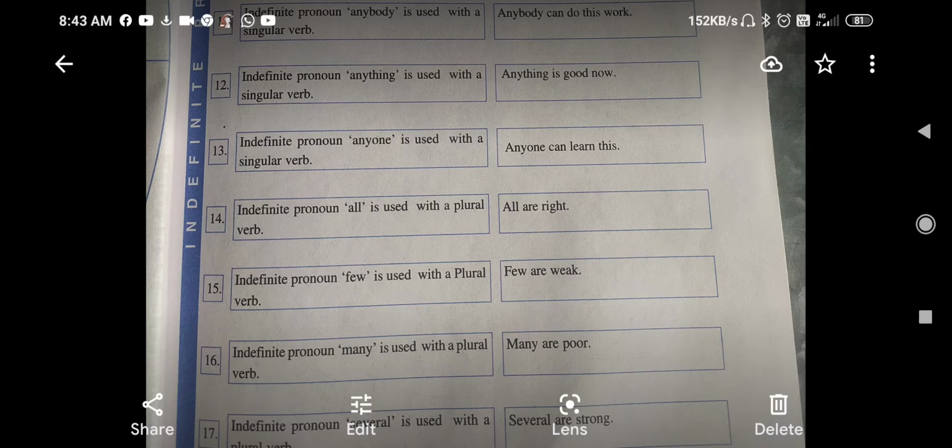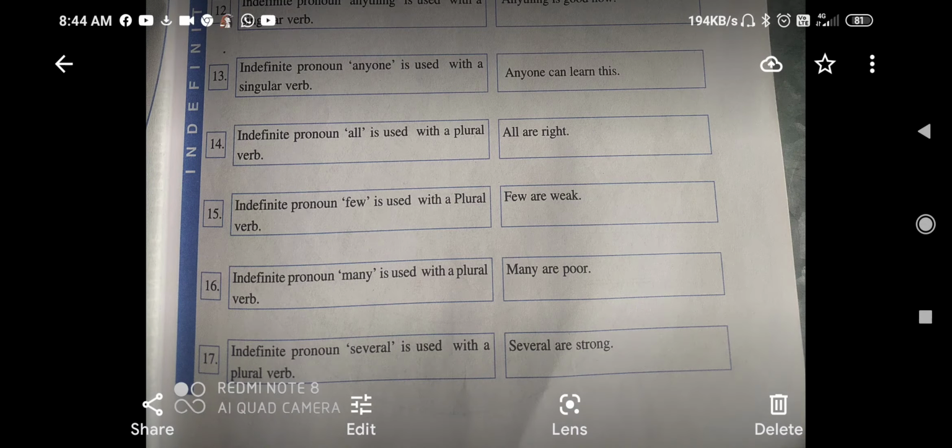Indefinite pronoun few is used with plural. Few are weak, not few is weak, because there are few people: 2, 5, 10. Indefinite pronoun many is used with plural. Many are poor, or many had come. Many indicates some number. Indefinite pronoun several is also used with plural. For example, several are strong. There are some numbers.